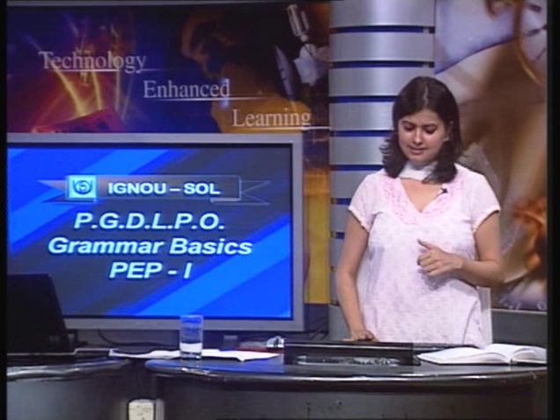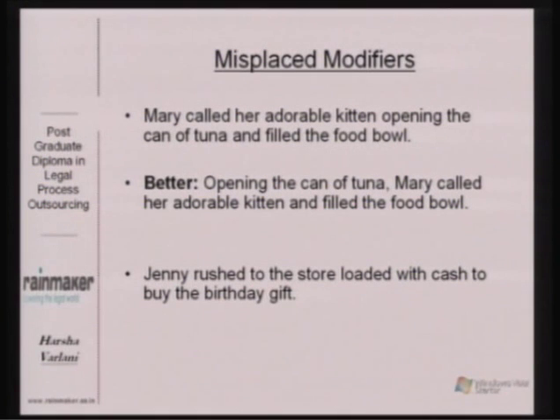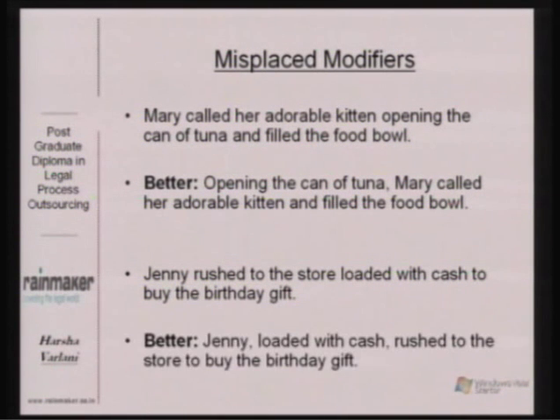Let us look at another sentence. Jenny rushed to the store loaded with cash to buy the birthday gift. Now, my question to you is this: was Jenny loaded with cash, or did Jenny run to a store that was loaded with cash? Please look at the sentence again. Jenny rushed to the store loaded with cash to buy the gift. How can we make that clear? Jenny, loaded with cash, rushed to the store to buy the birthday gift. Clear? It's definitely clear. That means Jenny was loaded with cash, not the store. Are we clear on how misplaced modifiers actually affect our clarity?